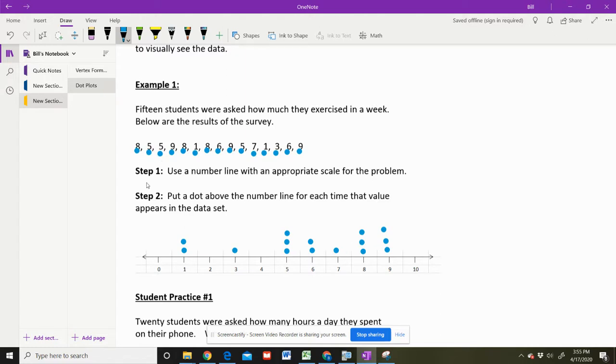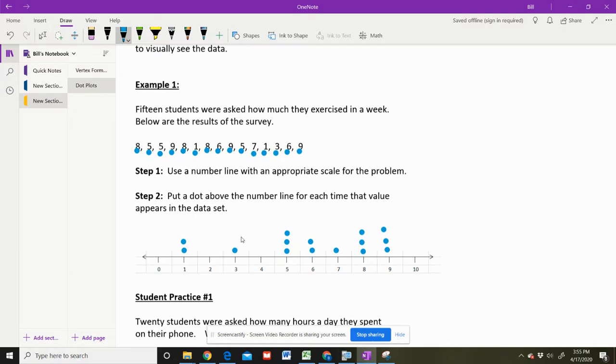So again, you go through your list and you put a dot above the number line for each time that the value appears in the data set, just to show how frequent that is. And then when you look at this, you can easily tell my range goes from 1 to 9. I know that my mode is going to be 5, 8, and 9. Those are the numbers that occur the most on this list. You could do all that from the list, but it definitely looks better when it's set up as a dot plot.